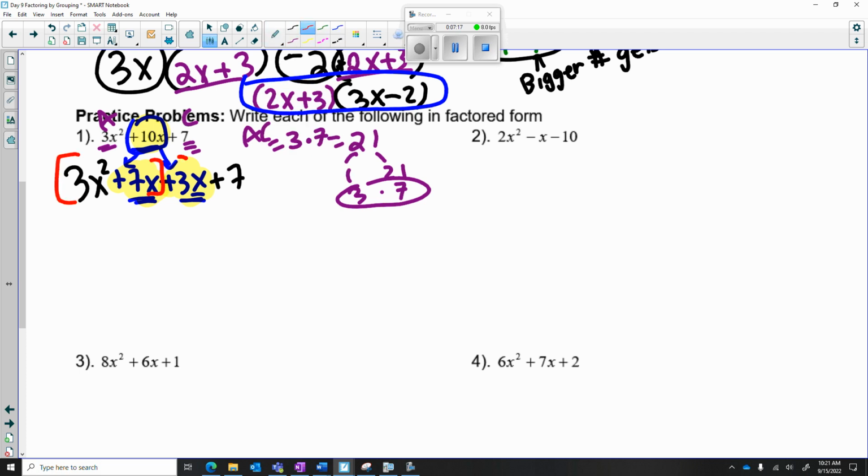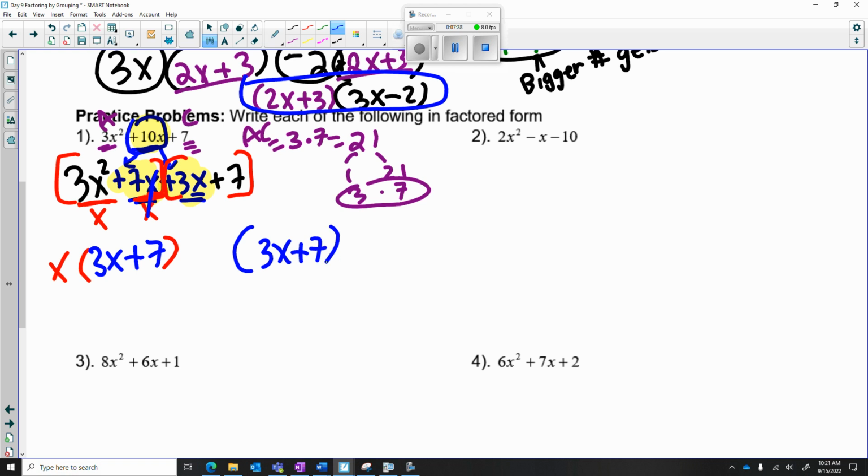Group the first 2 terms together, do the GCF. Group the second 2 terms together, do the GCF separate. GCF of these two is x. What's left over? It should be 3x plus 7. And I want this to equal 3x plus 7. Well, wait a minute. It already does equal 3x plus 7. So you may be saying, well, what do I do here?